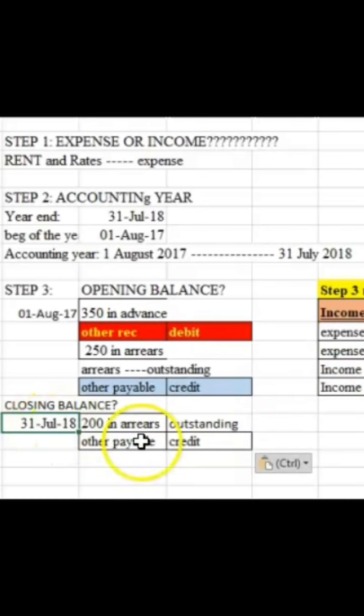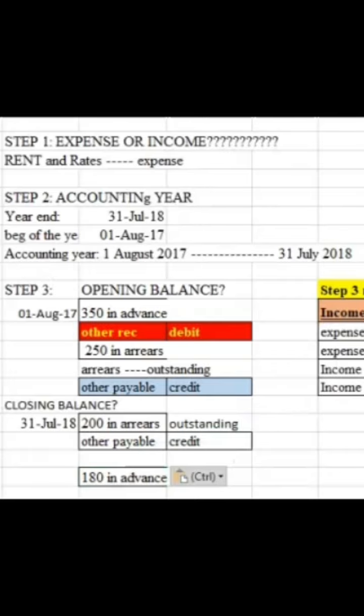On the same day, rent of $180 is paid in advance. As per the rules of step 3, expenses paid in advance is other receivable.